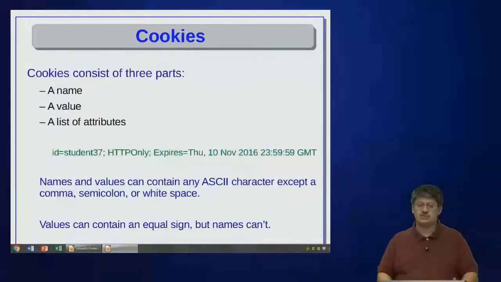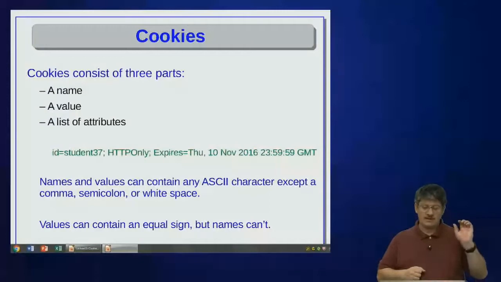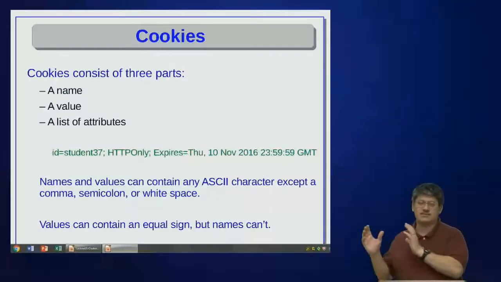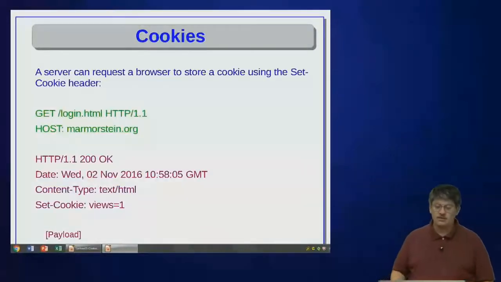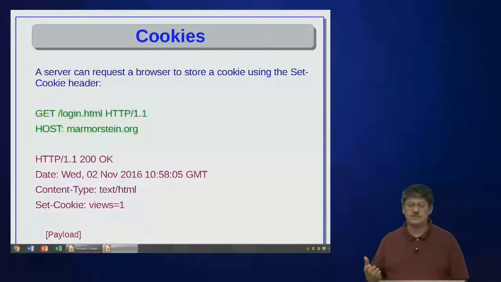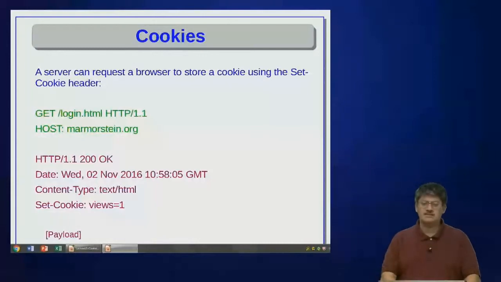Values can contain an equal sign, but names can't. The reason for that is that we separate the name from the value with an equal sign. So if you have a name that contains an equal sign, it'll think the first part of the name is the name, and then when it sees the equal sign, it'll think you're ready to tell it the value. So you can't have equal signs in a name. The server can request that the browser store a cookie by sending it a special header, the Set-Cookie header.